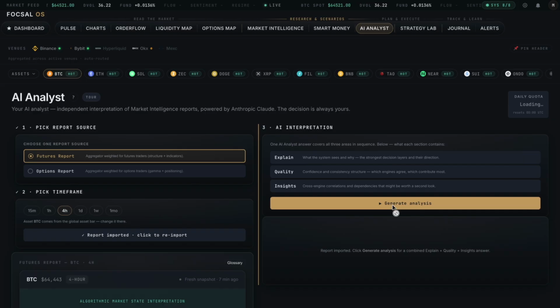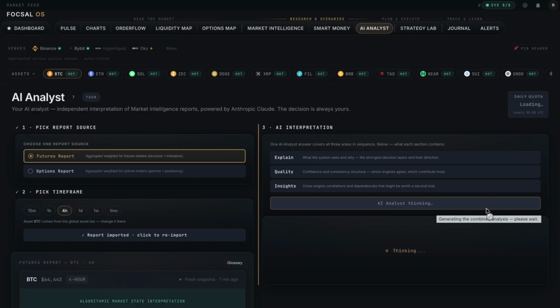I click Generate Analysis. And now, one honest thing, this isn't instant. The AI needs a moment, a dozen, sometimes 20-something seconds. That's normal. The model is actually reading the whole report and writing an interpretation, not spitting out a template.